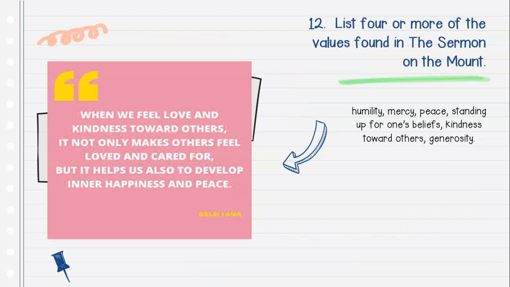Here we go, question number 12. I'm sorry about that, it was out of order. Question number 12, list 4 or more of the values found in the Sermon on the Mount. Humility, mercy, peace, standing up for one's belief, kindness towards others, and generosity. So again, that was out of order. That's question number 12.